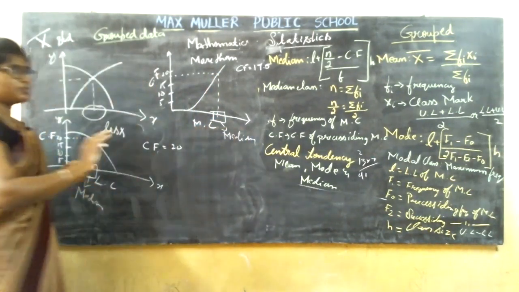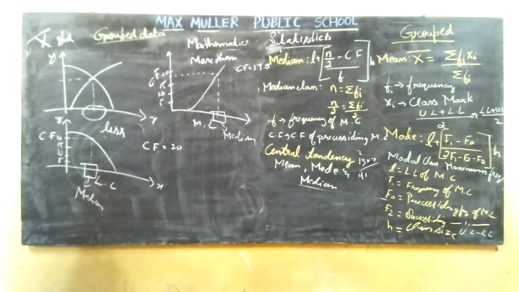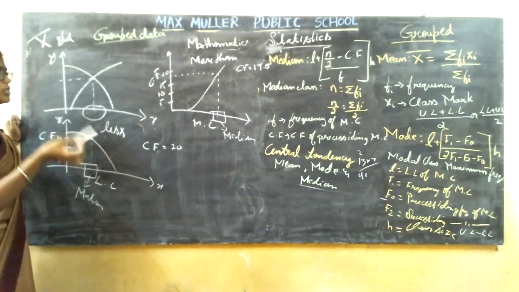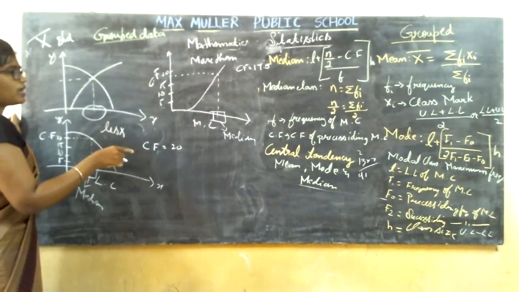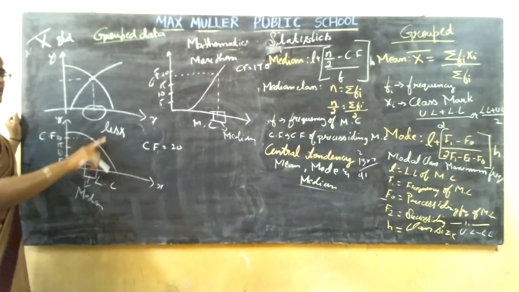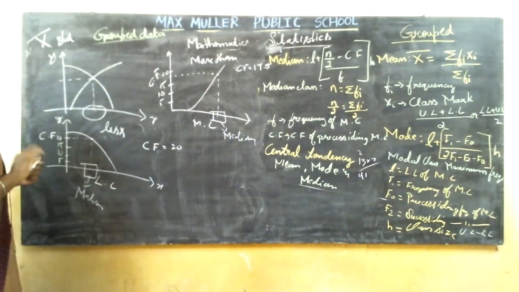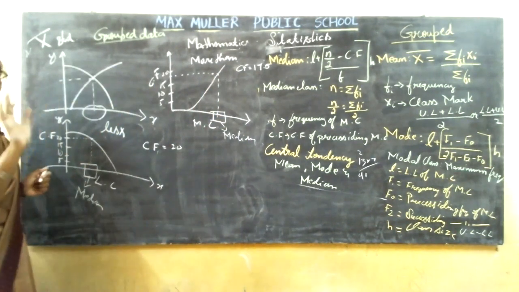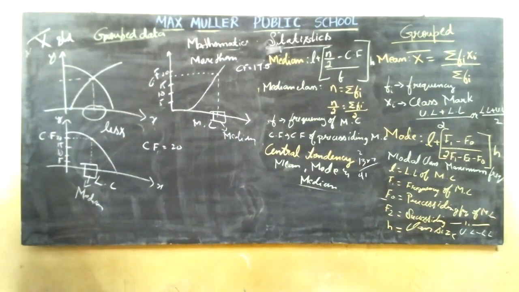Do you understand? This will be the maximum question based on the ogive if they ask you. Nothing else. In the multiple choice they won't ask you to draw the ogive for the given data. Nothing like that will be given. So these are the things they might ask you for the ogive. That's all. That is the end of the class.